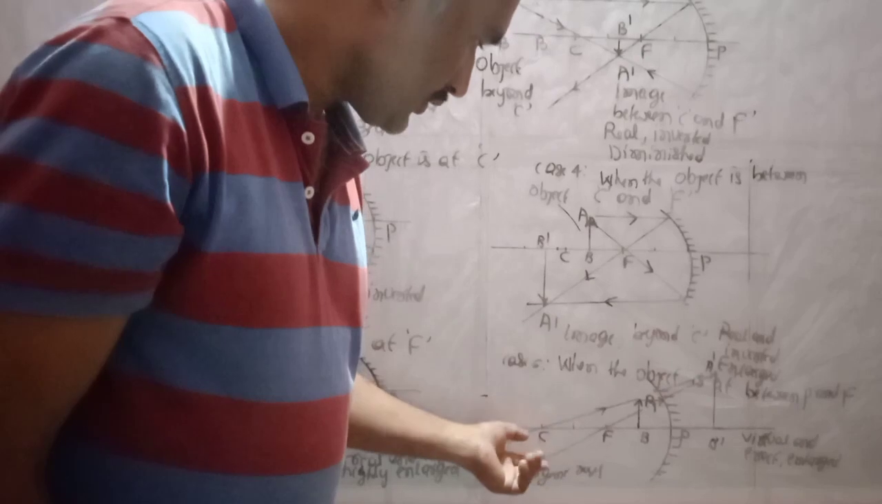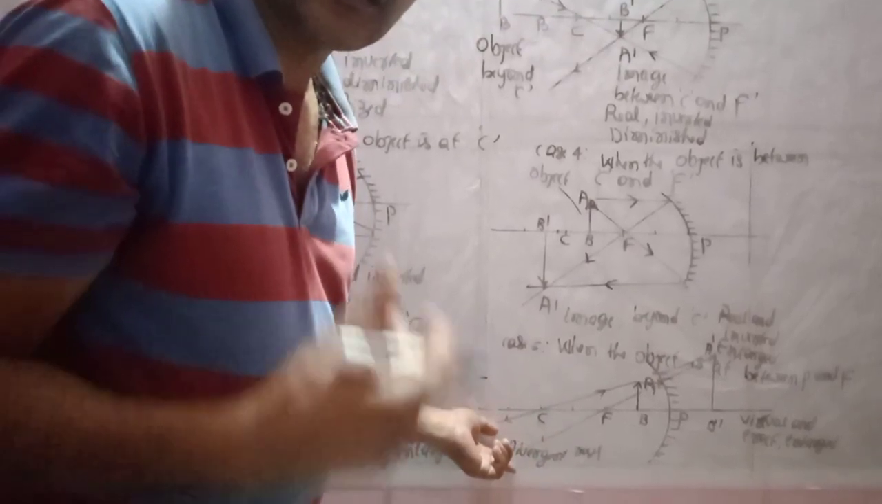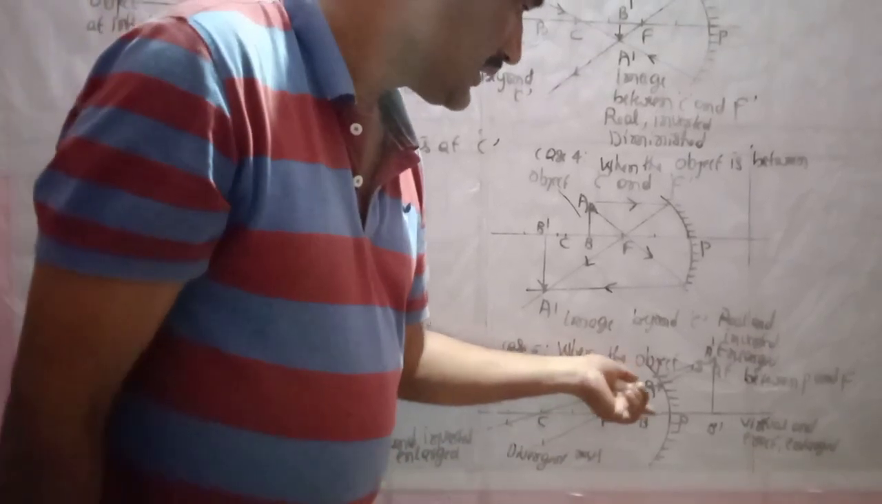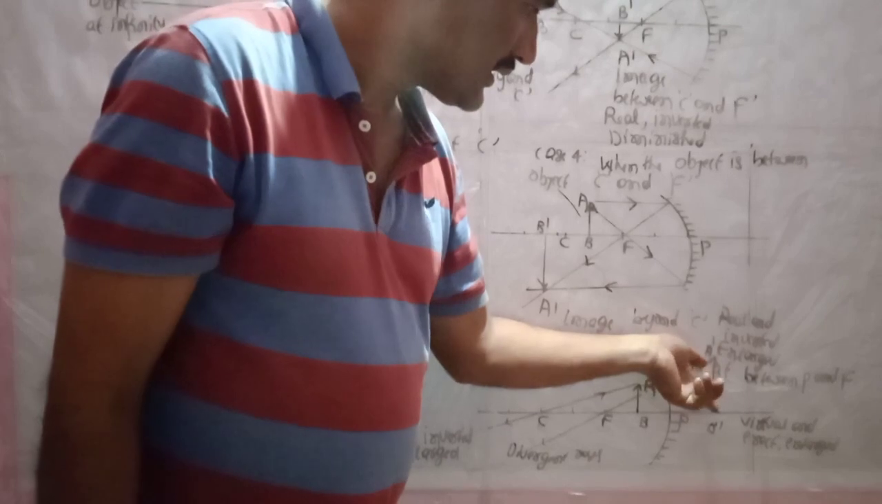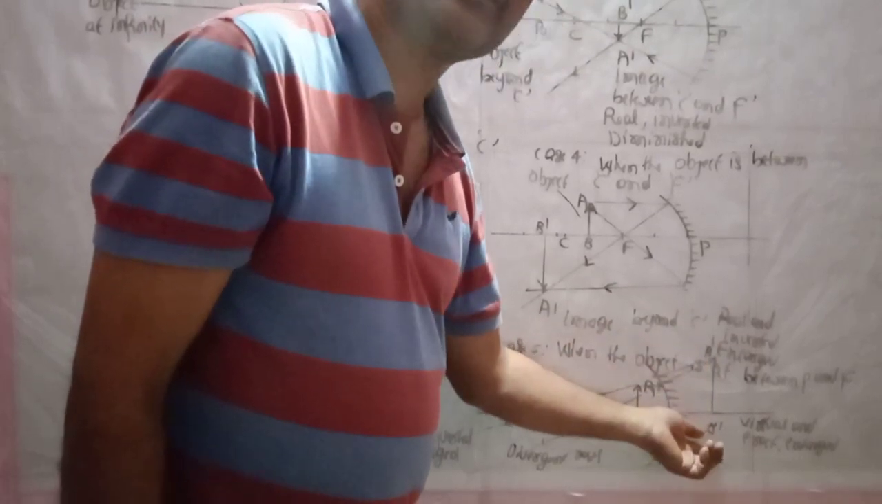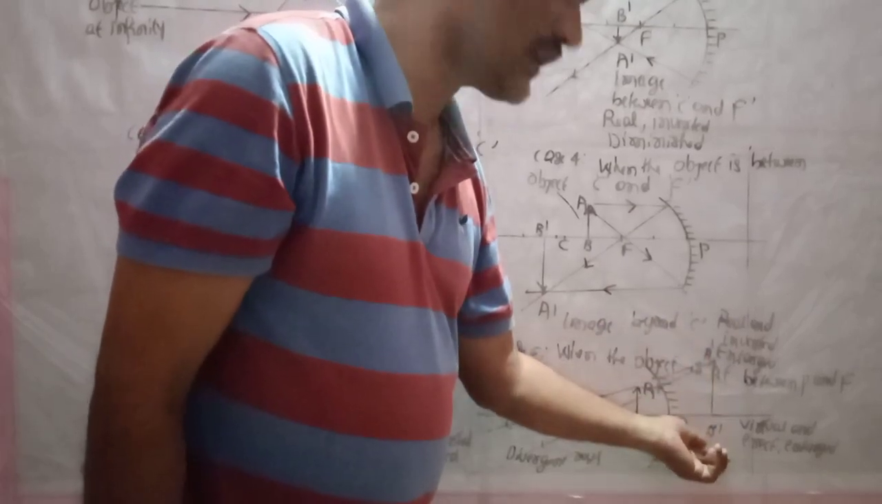Here both the rays are divergent, so they never intersect, so we can't get a real image. So they will go back, and you have to see, here they may intersect. So here we can get a virtual and erect image. The image will be enlarged. So this is the image and it is enlarged.